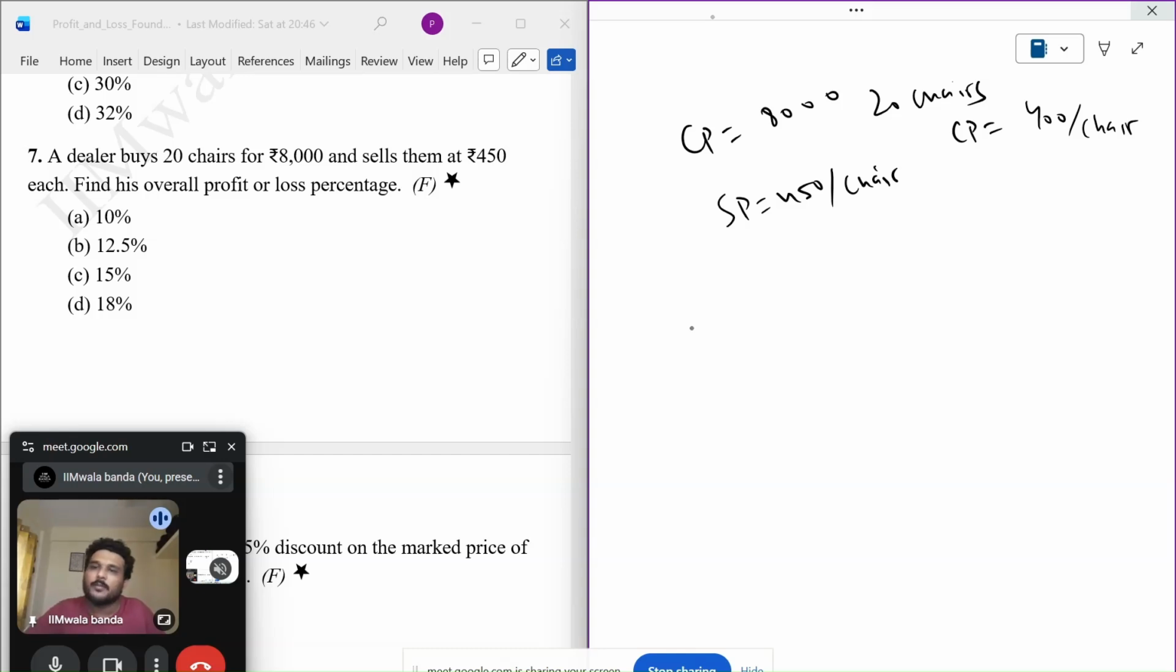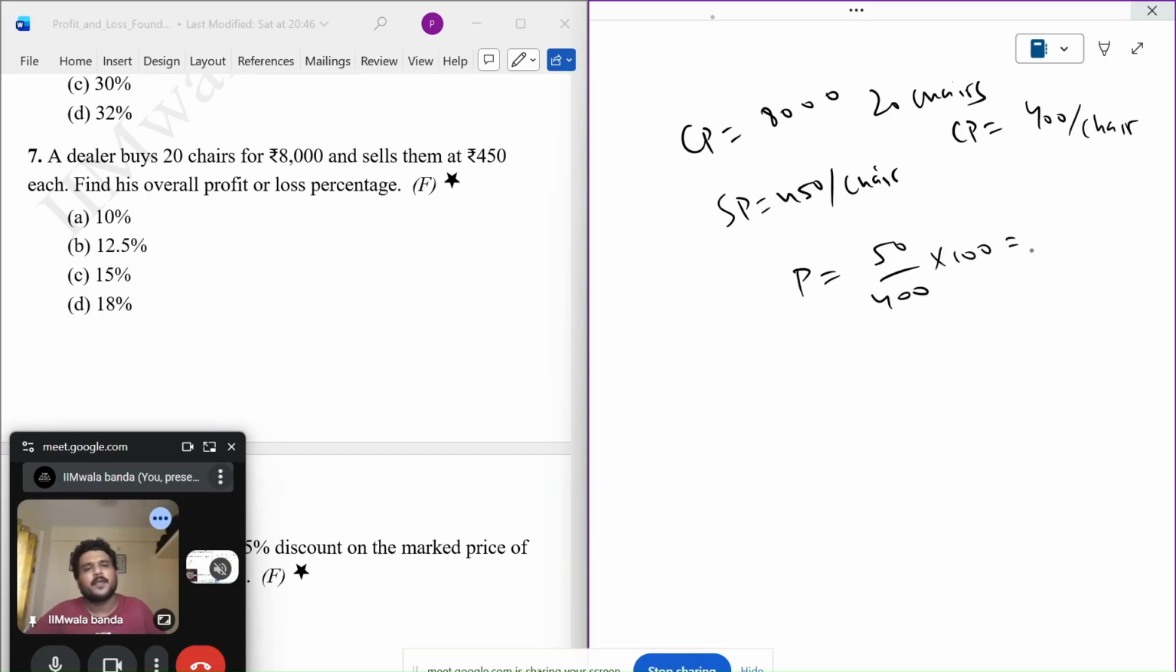Find his overall profit or loss. Okay, I know it's a profit, so there is no point being confused between profit and loss. What should I multiply 400 by so that I can get 450? This is also one way to think about it, just like we were doing. But in this case, it's like profit is 50 on 400.